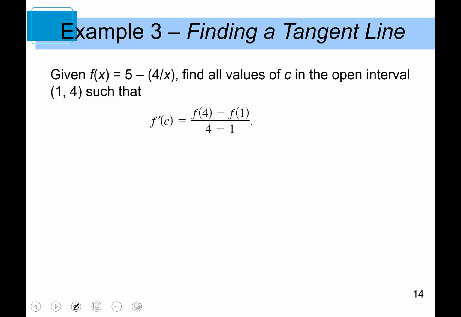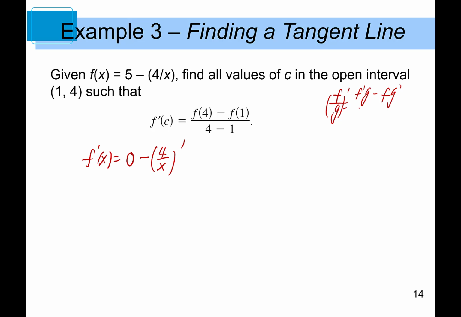So given that f of x equals 5 minus 4 over x, find all values of c in the open interval 1 comma 4, such that f prime of c equals f of 4 minus f of 1 over 4 minus 1. So in order to solve this, we've got to find the derivative f prime of x. The derivative of 5 is 0. We just have to find the derivative of 4 over x. In this case, we use the quotient rule: f over g is f prime g minus f g prime over g squared.